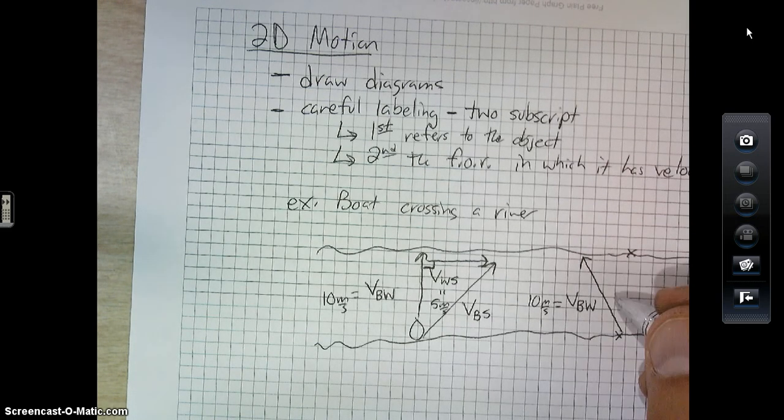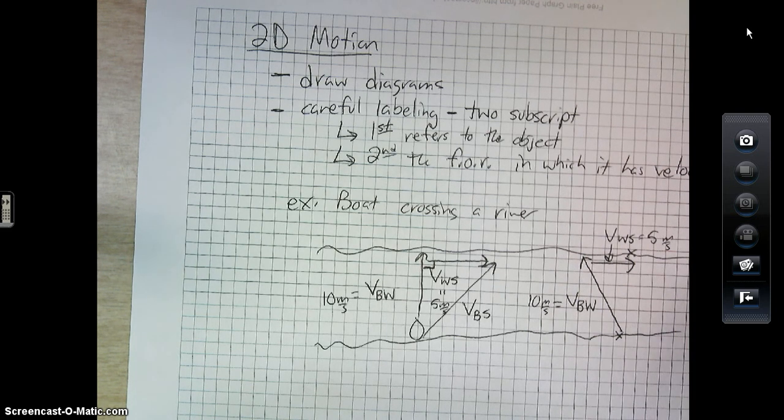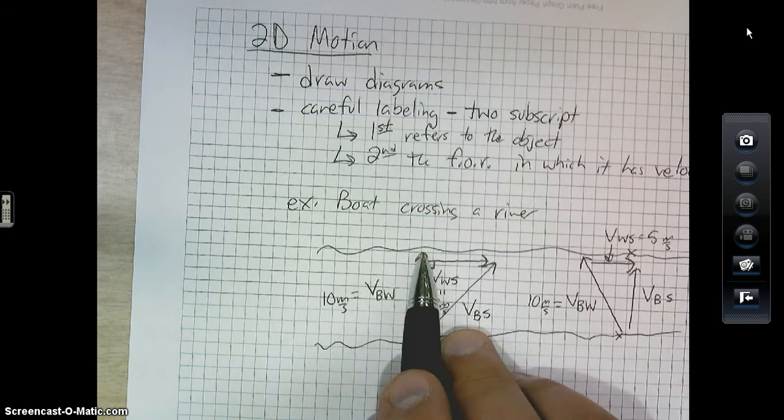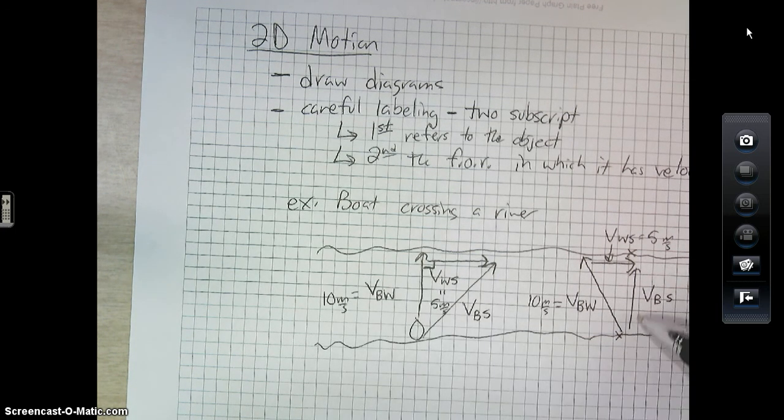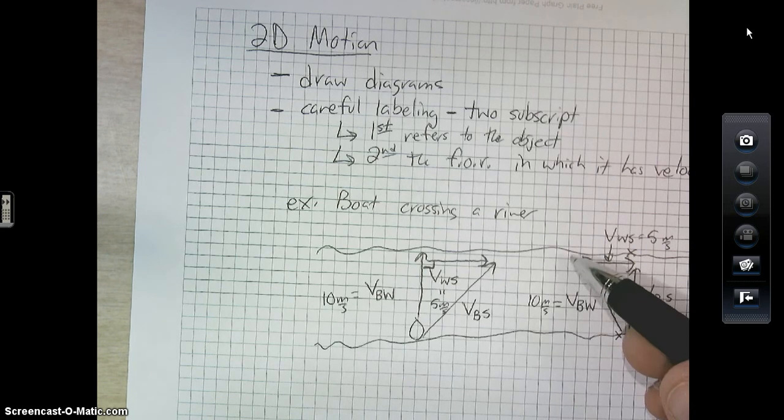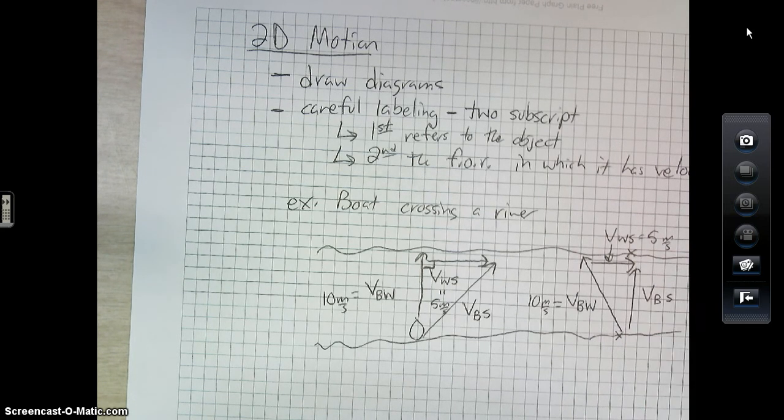Okay, and then the current would take us downstream this way, so this would be the velocity of the water with relationship to the shore, which was 5. And now, here is your velocity with the boat relative to the shore. Okay, so you see how it changes based on what the goal is. If we're just aiming across, then we get pushed downstream. If we want to get straight across, we got to aim downstream, right? Or I'm sorry, upstream. Okay.